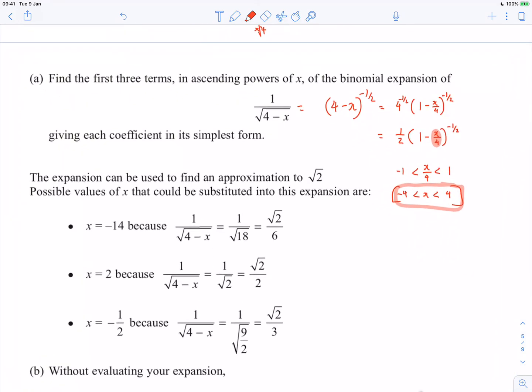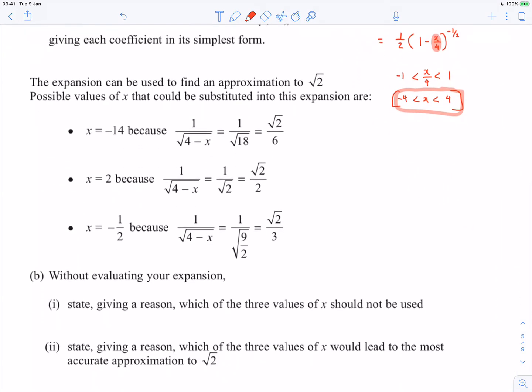Okay, so the expansion can be used to find an approximation to root 2. Possible values of x that could be substituted into this expansion are x equals minus 14. That's way outside of minus 4 to 4, so that's just dumb. x equals 2, yep, that's between 4 and minus 4, so that one would be okay. And x equals minus a half, yep, that's between 4 and minus 4, that's okay. Without evaluating your expression, state giving a reason which of these three values should not be used. Well, minus 14, because the series does not converge. It's not within the radius of convergence, whatever reason you want to give.